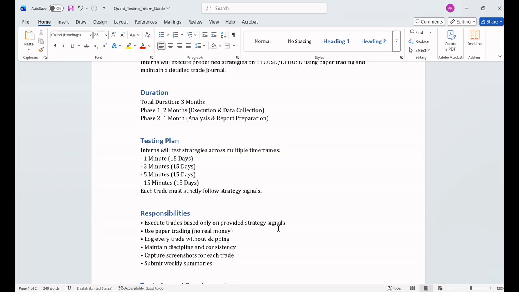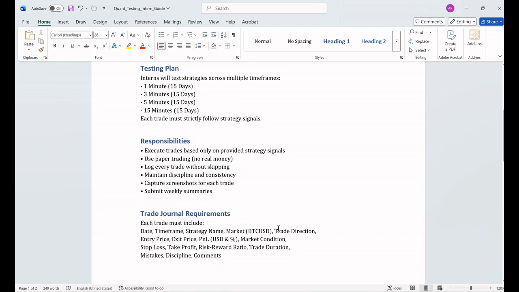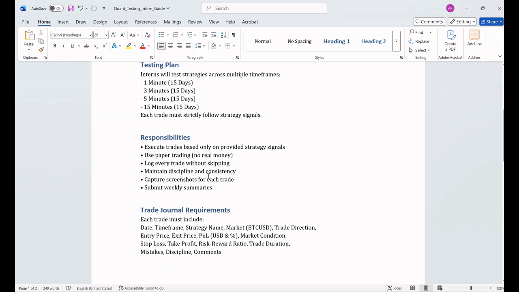Now let us clearly define your responsibilities. Your primary responsibility is to execute trades strictly based on the provided strategy rules. Let me repeat this again, because this is extremely important. You must execute trades strictly based on the strategy rules. Not based on your opinion. Not based on what you feel. Not based on what you think the market will do. Only based on what the strategy tells you to do.